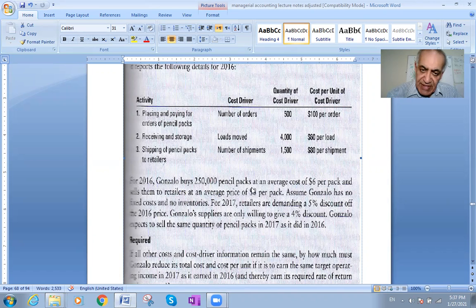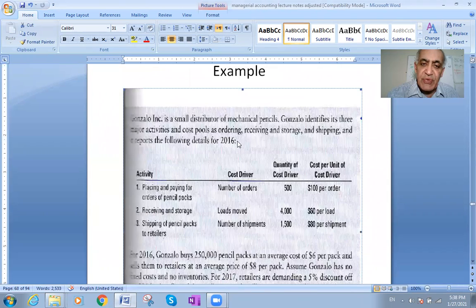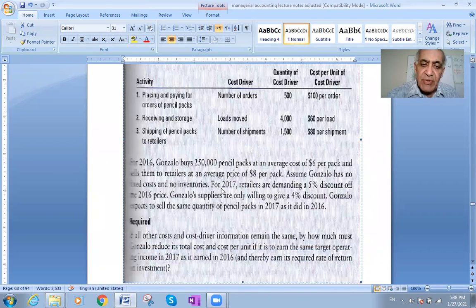So the price for the retailer is $8 per pack. Assume Gonzalo has no fixed costs, and no inventories, no beginning and ending inventories. For 2017, this is the year in which we are going to do the pricing. We already have the details of 2016, and you will determine the prices of 2017 based on this information. So for pricing decisions, you need the past year's information, and this is the point here.